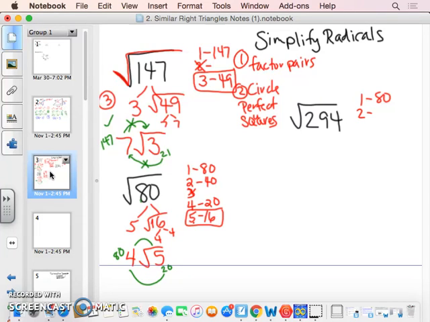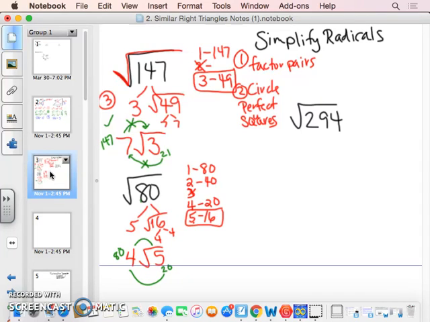I'm going to divide by 2. I'm sorry, I'm doing the wrong one. Let me start over. I was just repeating what I just did.